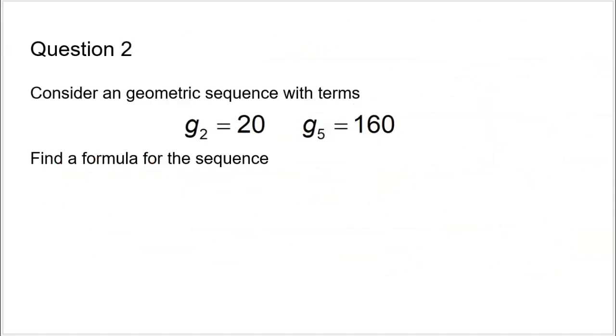All right, question 2 is very similar, but this time we're given a geometric sequence, and here are 2 terms. The second term is 20, and the 5th term is 160. Now, I got to remember the formula for a geometric sequence looks like this. g sub k, that's the value of the kth term, times r, my common ratio, it's what I'm multiplying by, raised to the n minus k. And just like with arithmetic, k and g sub k is any term I want.